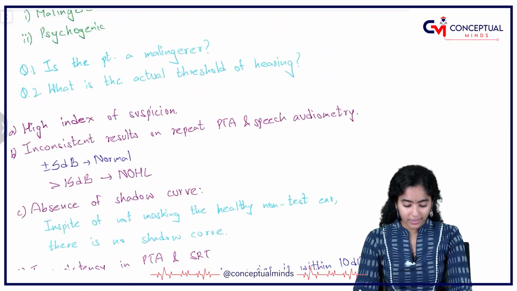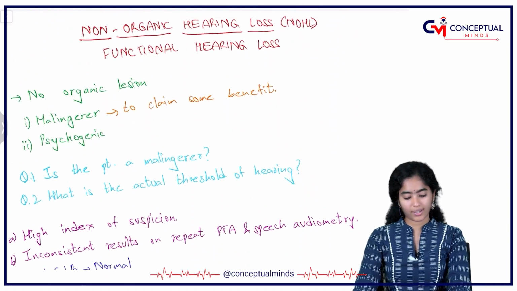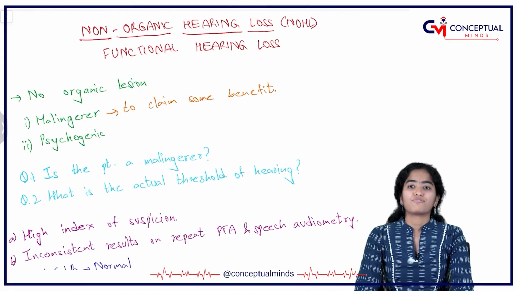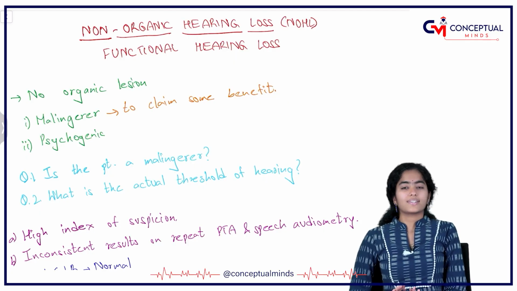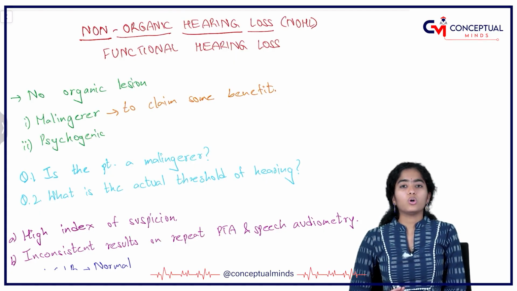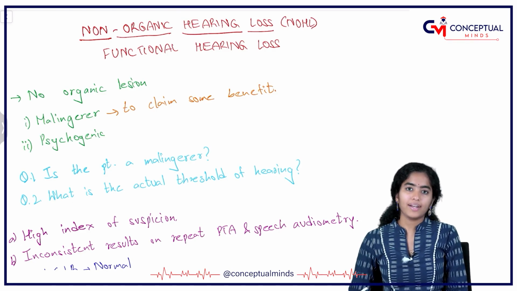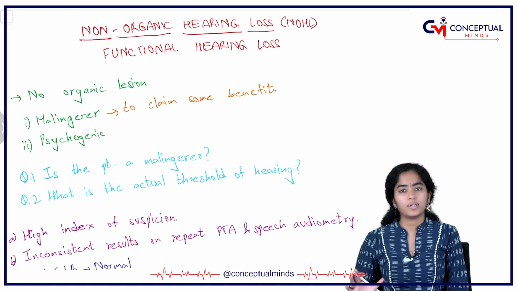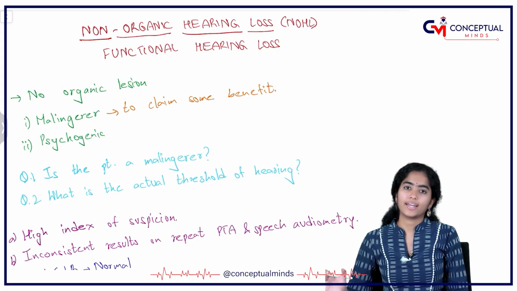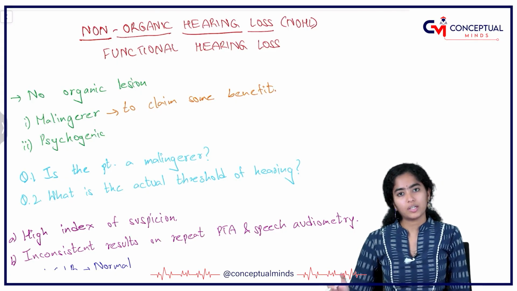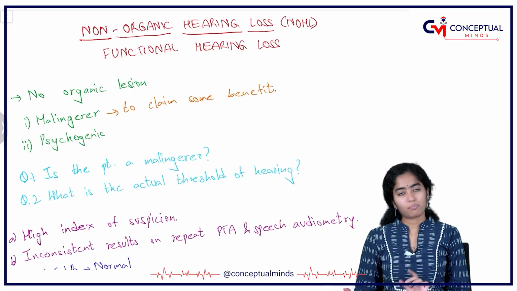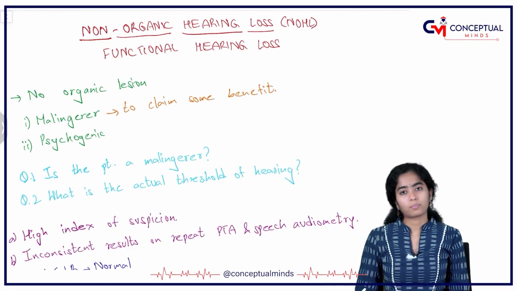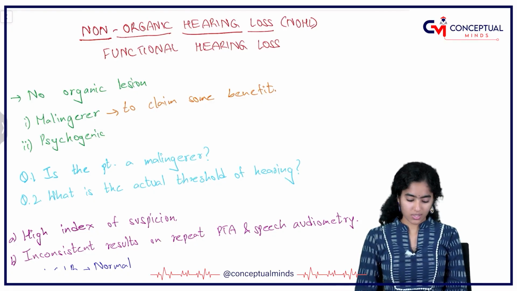Let me quickly repeat this entire concept of non-organic hearing loss, also known as functional hearing loss. First, we have to understand what non-organic hearing loss is, where no organic lesion can be demonstrated in the entire auditory pathway. Anatomically or physiologically, there is no lesion anywhere, but still the patient complains of hearing loss. Why? Either he is a malingerer or he is suffering from psychogenic hearing loss.